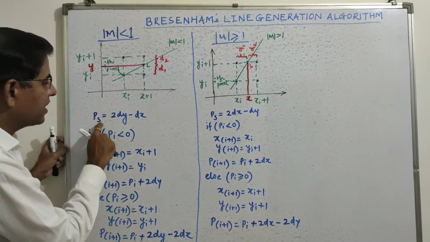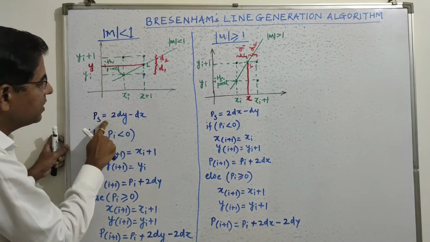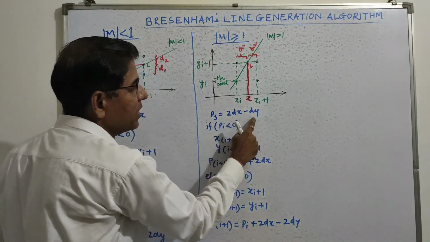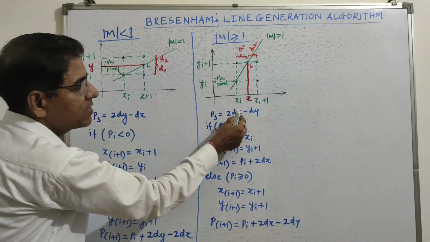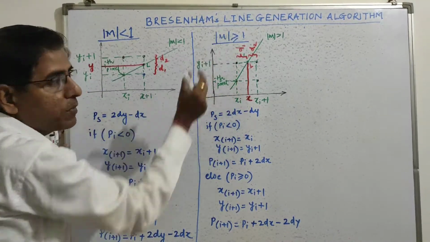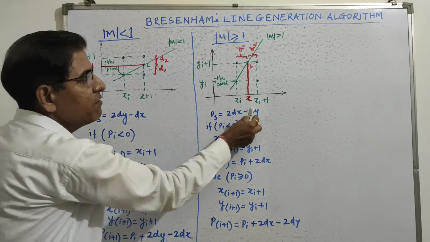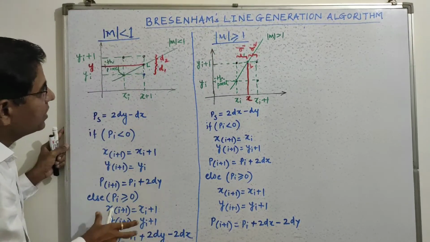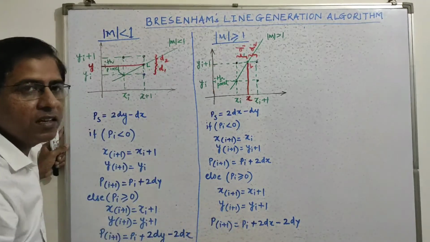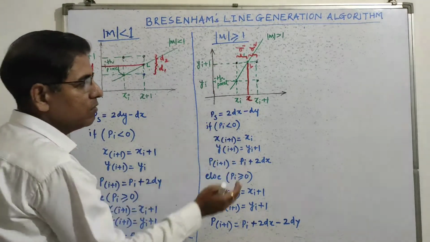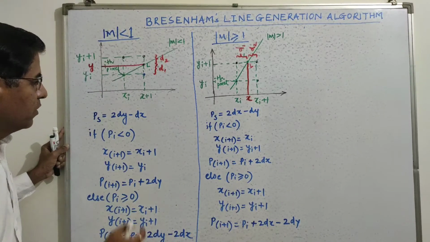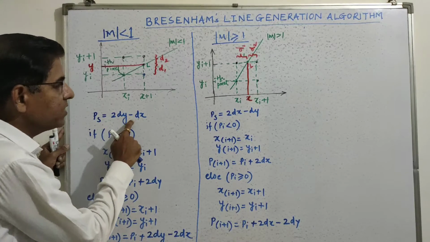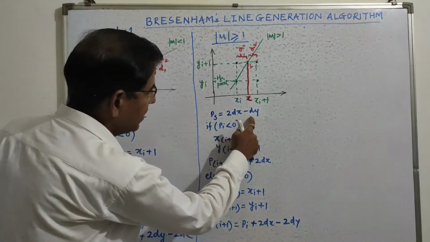For example, the start point decision parameter for m less than 1 says 2 dy minus dx, whereas for m greater than 1 it says 2 dx minus dy. So replace dy by dx in case of m greater than 1, and replace dx by dy. If you remember this logic for m less than 1, you can easily find the decision parameters for m greater than 1. So p0 is equal to 2 dy minus dx; it is 2 dx minus dy.